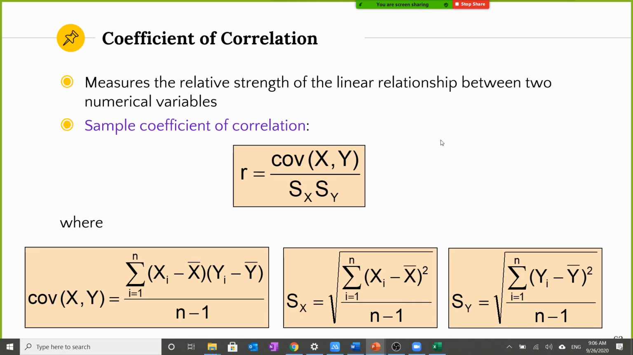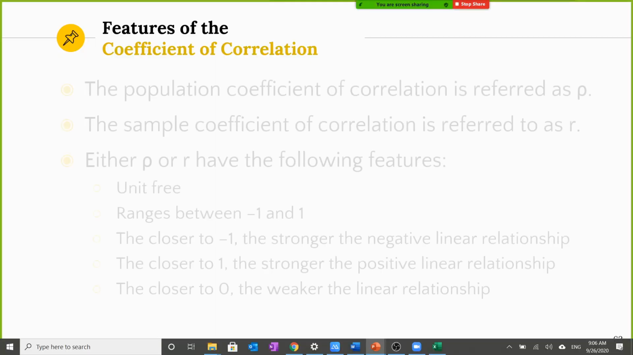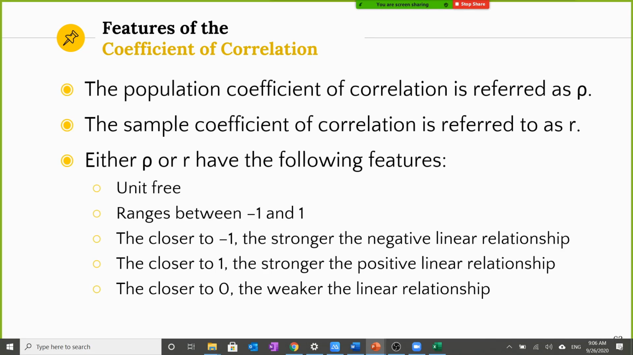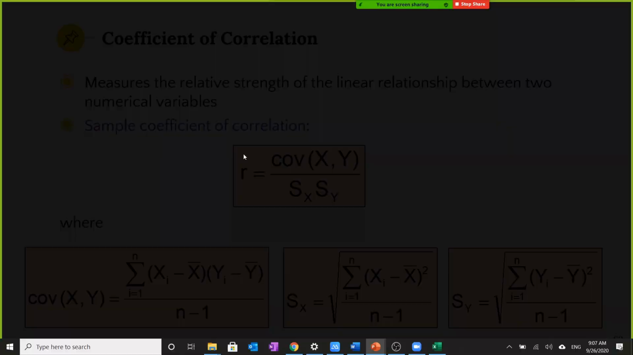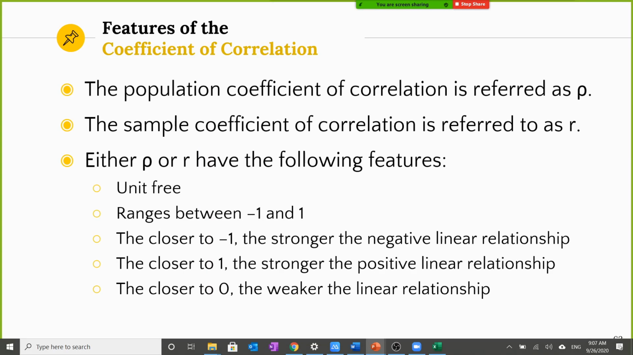Okay, so you can calculate the r. If the r is 1, it is perfect. This is the coefficient of correlation. We call it the coefficient of correlation, the r. The maximum number for this r is 1. Okay, r refers to the sample coefficient of correlation. For the population, they have a different symbol, but it is still the same. Okay.